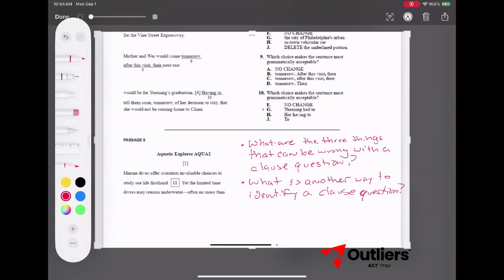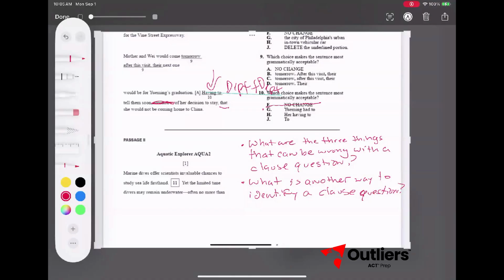All right, so answer F, having to tell them soon. Is that an independent clause? It's not. It starts with a dependent clause marker. So actually tomorrow isn't there, so we just won't read it with tomorrow. We'll keep going all the way to stay. Having to tell them soon of her decision to stay. That starts with a dependent clause marker. Therefore, that is not an independent clause. It's a dependent clause. That she would not be coming home to China. That is another dependent clause marker, and therefore we have 2 dependent clauses, and there is no independent clause in answer F, so we can eliminate answer F.